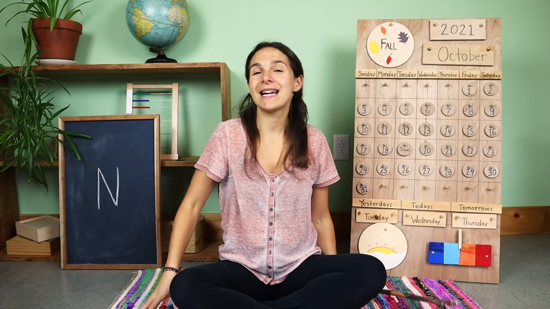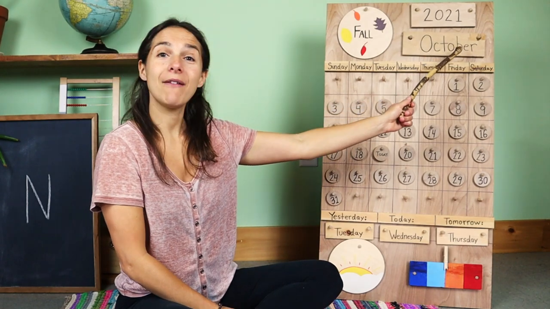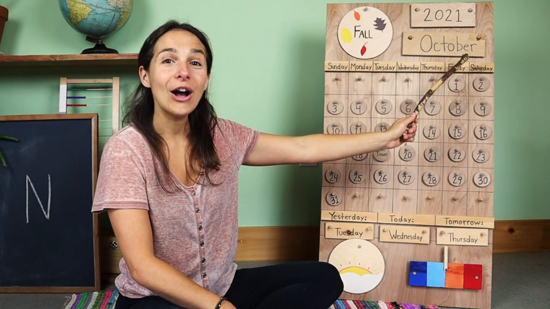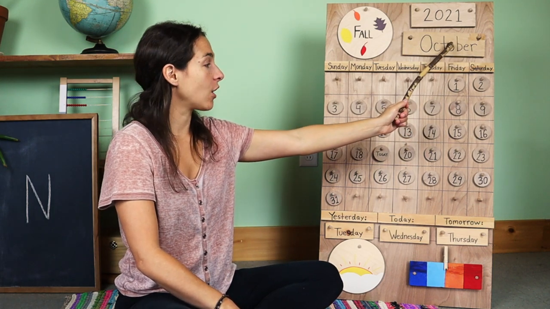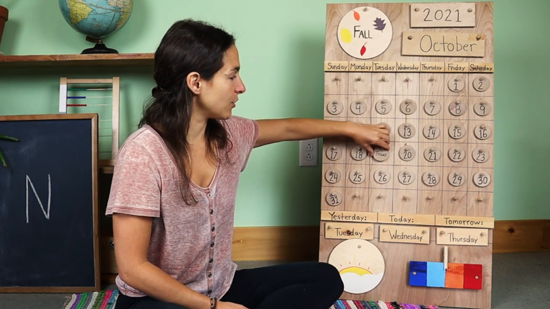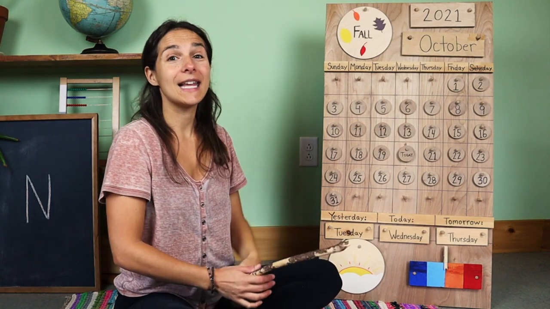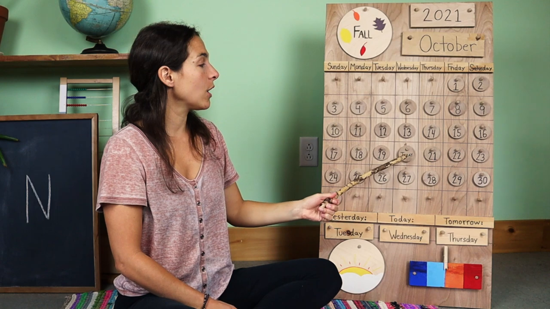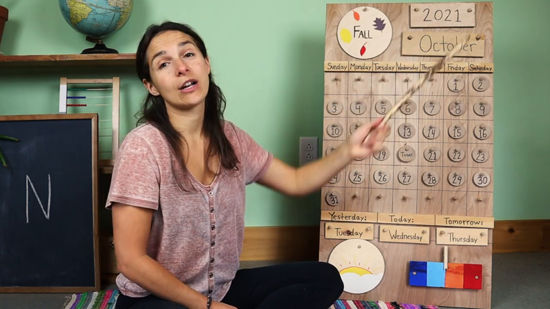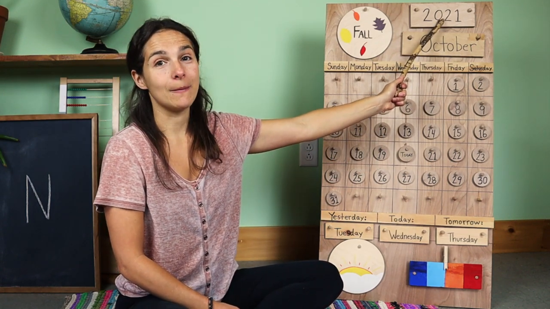Let me grab my pointing stick and we can go over the date together. Right up here at the top, we have the month. Do you remember what month it is? October. Today is October 20th. So let's move the chip over from yesterday. Yesterday was October 19th, and today is October 20th, and up here we have the year. You can say that the year is twenty twenty-one, but you can also say that the year is two thousand twenty-one.